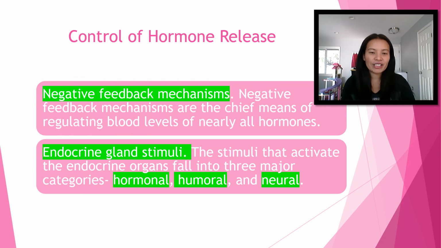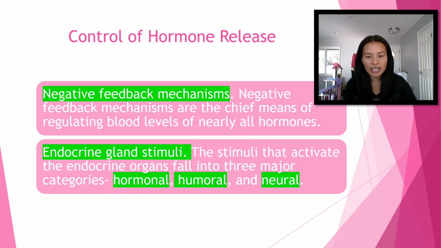Okay, and then we have the control of hormone release. What prompts the endocrine glands to release or not release their hormones? We have here the negative feedback mechanisms and endocrine gland stimuli. Negative feedback mechanisms are the chief means of regulating blood levels of nearly all hormones. And endocrine gland stimuli, the stimuli that activate the endocrine organs, fall into three major categories: hormonal, humoral, and neural.